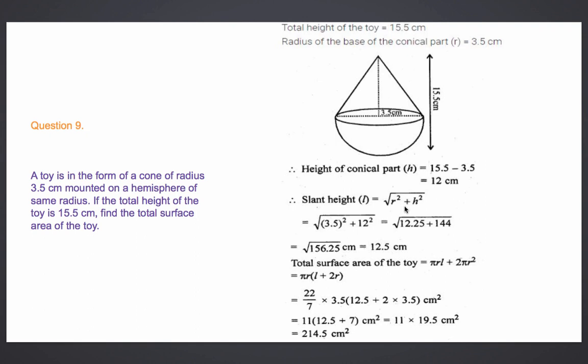Okay, slant height L is equal to square root of r square plus h square. Radius is what? 3.5 centimeters. So 3.5 square plus 12 square. Now working out the calculation, this is what I get as the sum. So the square root of 156.25 is 12.5 centimeter.